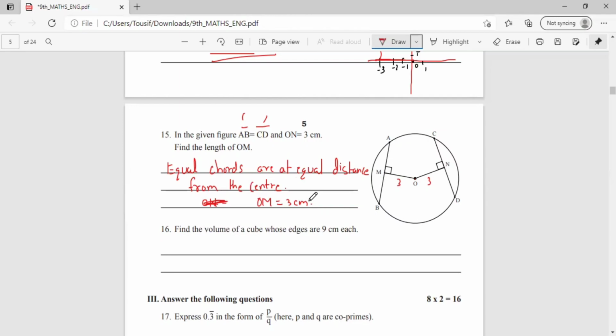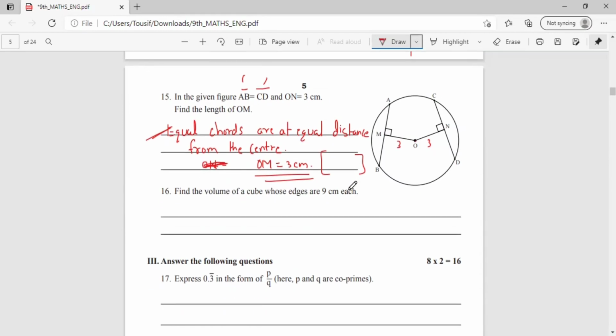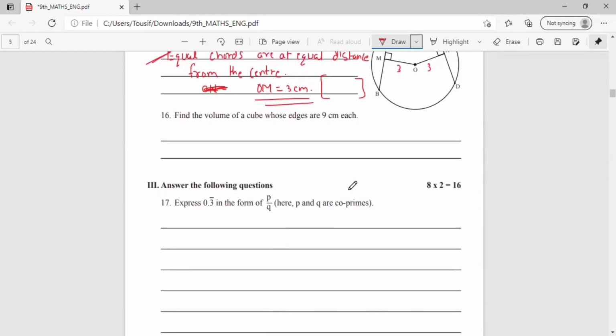The reason is already given, as I have written the statement of the theorem. I just wrote the final solution. If you're writing the solution, first write the answer, that is OM is equal to 3 centimeter, and in brackets you have to write down the reason for that. Reason also carries marks. Remember, if you only wrote OM is equal to 3 centimeter, they will give you half the mark. Remember that.